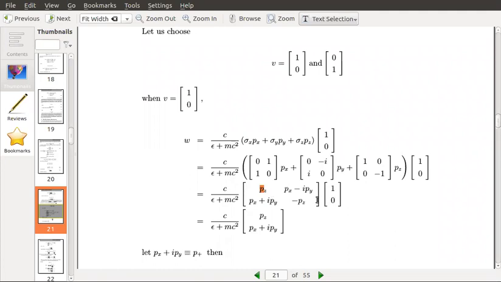This is a 2 by 2 matrix. This is a 2 by 1 matrix. So the result will again be a 2 by 1 matrix, so 2 rows and 1 column. This is 2 by 2 into 2 by 1, so that will be a 2 by 1 matrix. So you multiply this, you will get this expression. This simplification you can check.